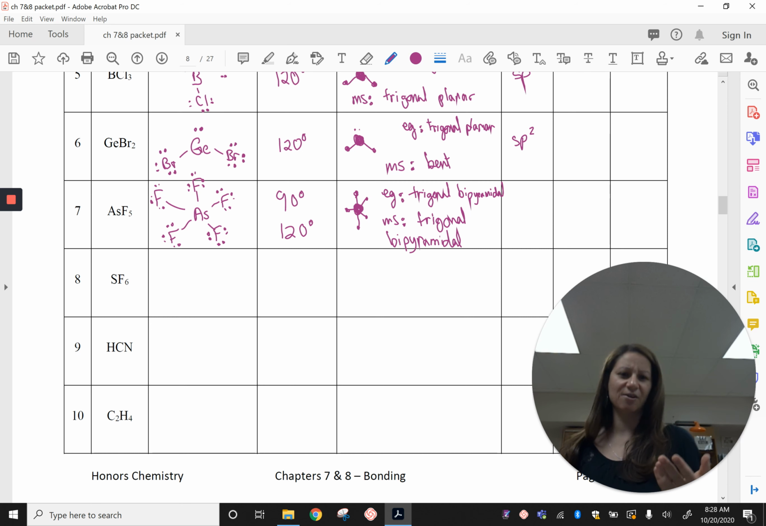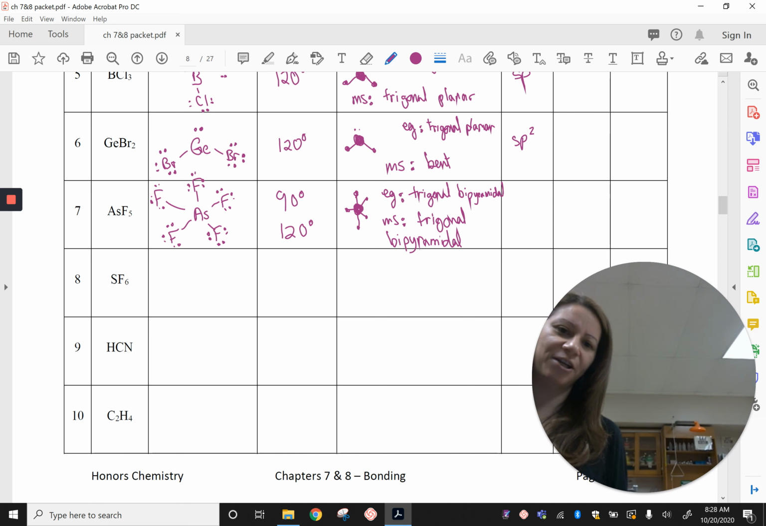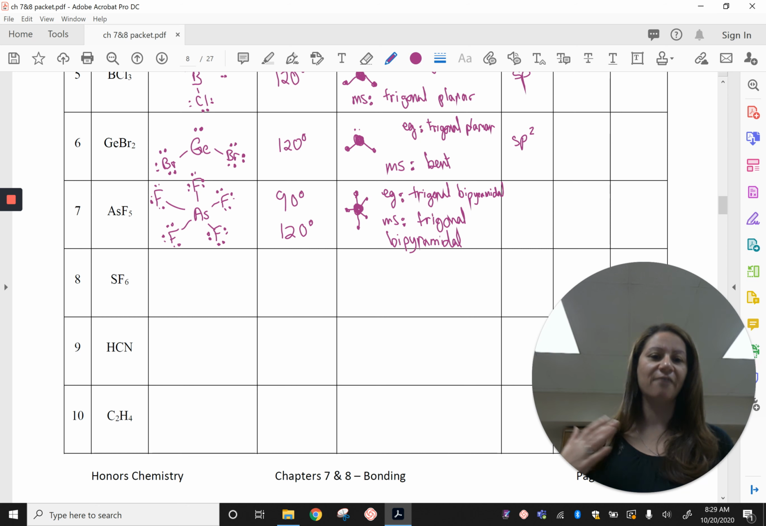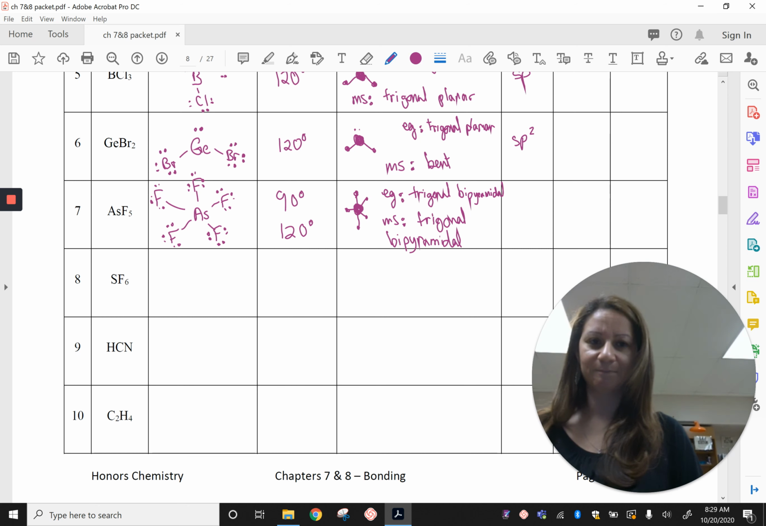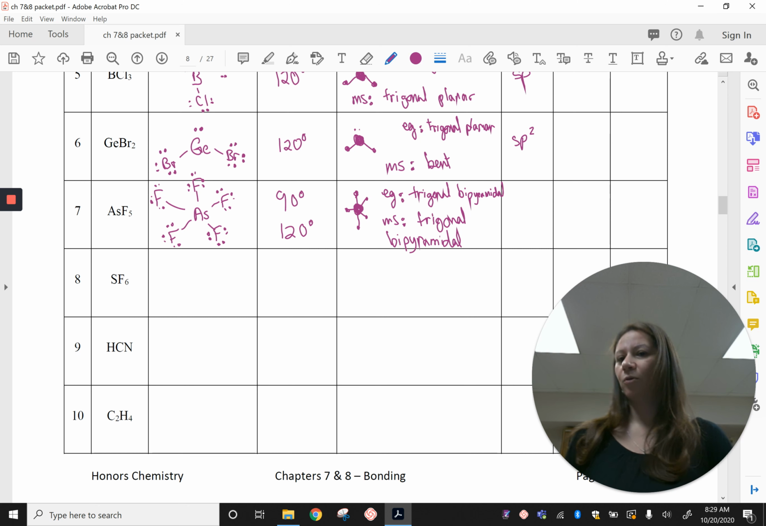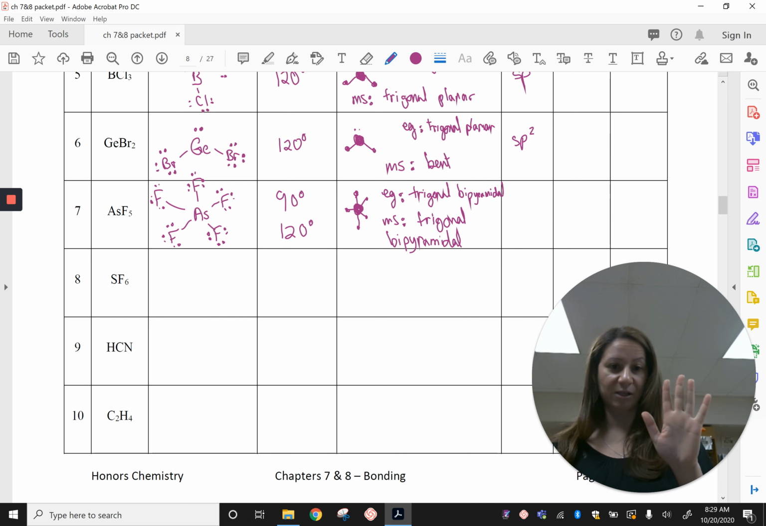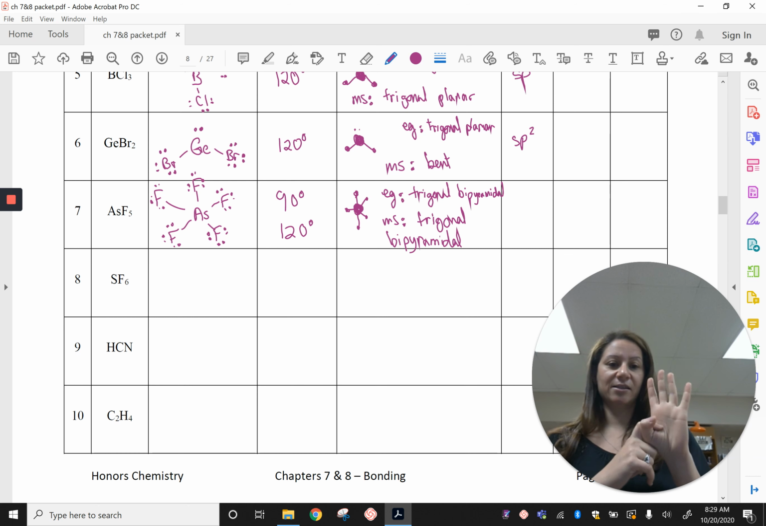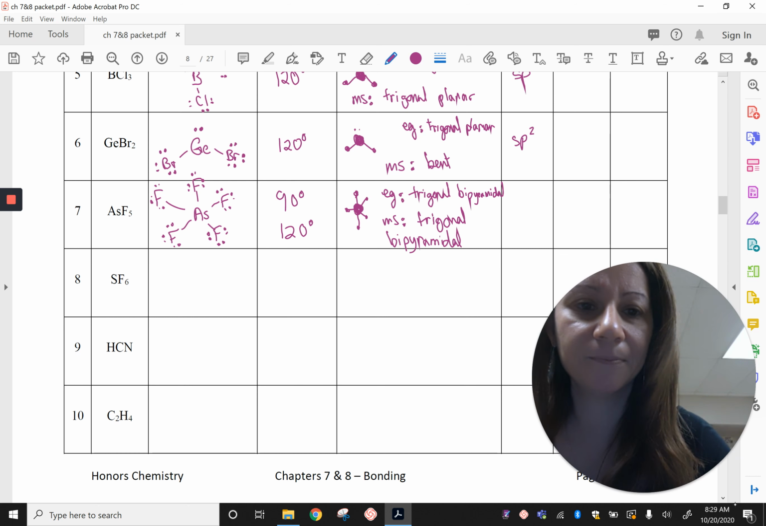I know the names are a little strange, but they all have a reason. They all should make sense. The hybrid, let's talk about the hybrid. So we have 5 areas of electrons that need to mix together. And so S, 3 Ps, and then a D, sp3d.